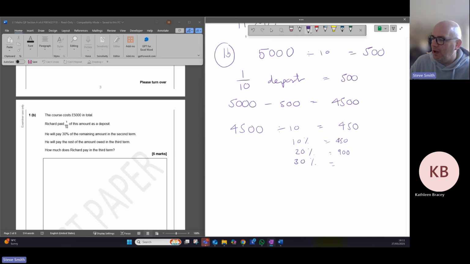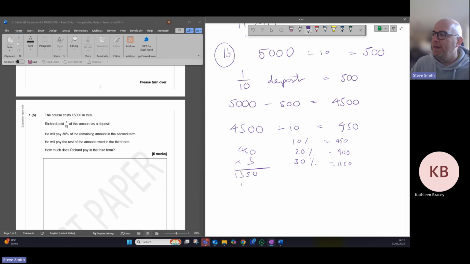Rather than put 450 times by 3, you can simply add those two numbers up. 0 add 0 is 0, 5 add 0 is 5, and 4 add 9 is 13. If we'd done it over here, 3 times 0 is 0, 5 times 3 is 15, 4 times 3 is 12, add our spare. So we get the same amount, which is why lots of questions can be done in multiple ways.